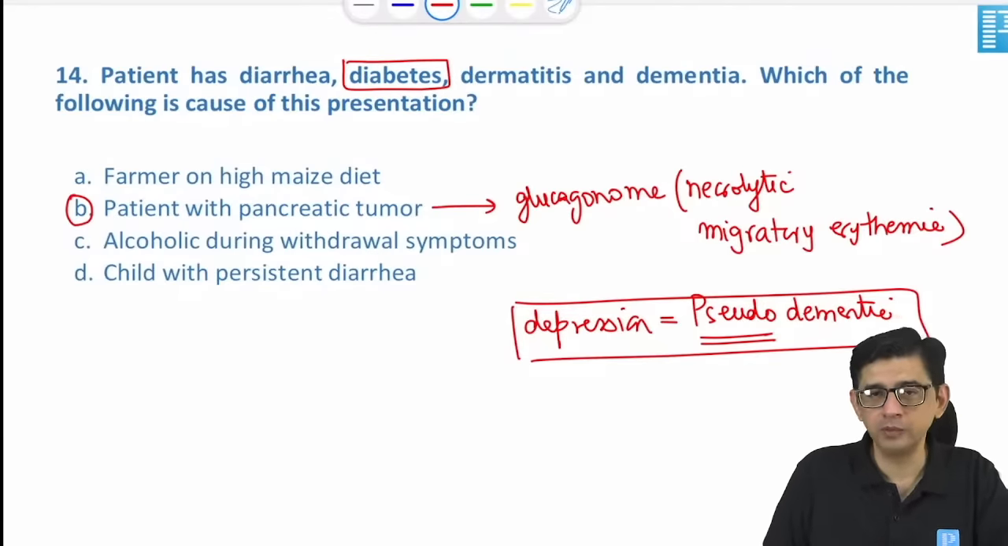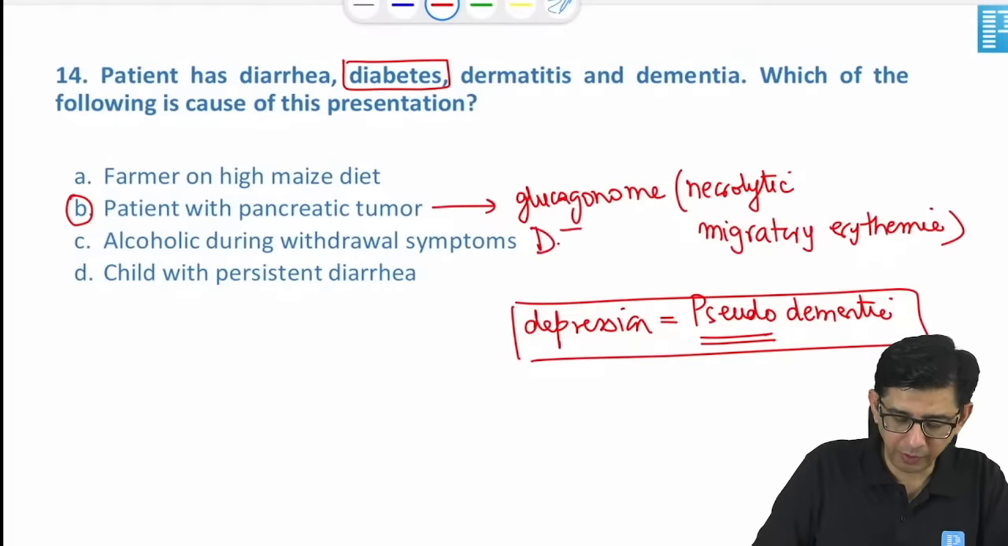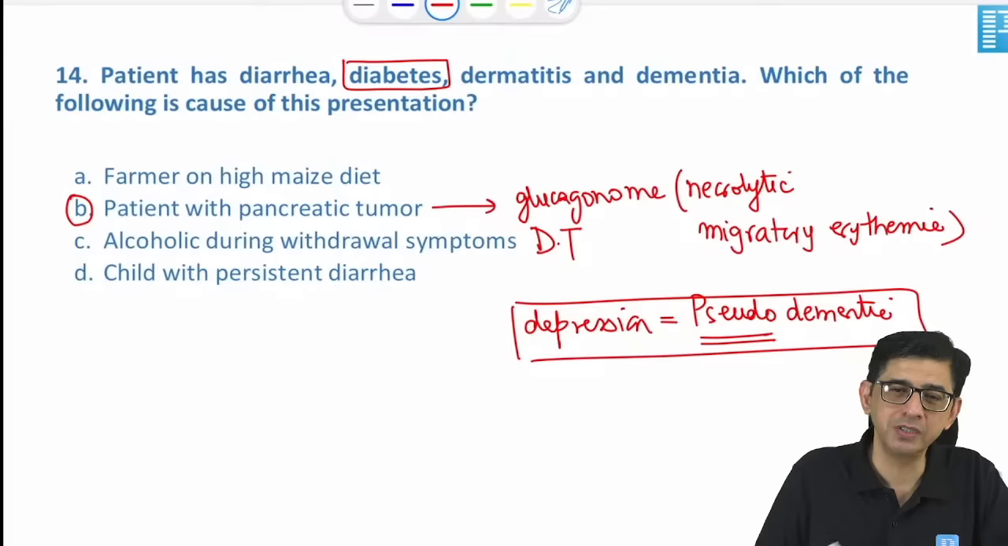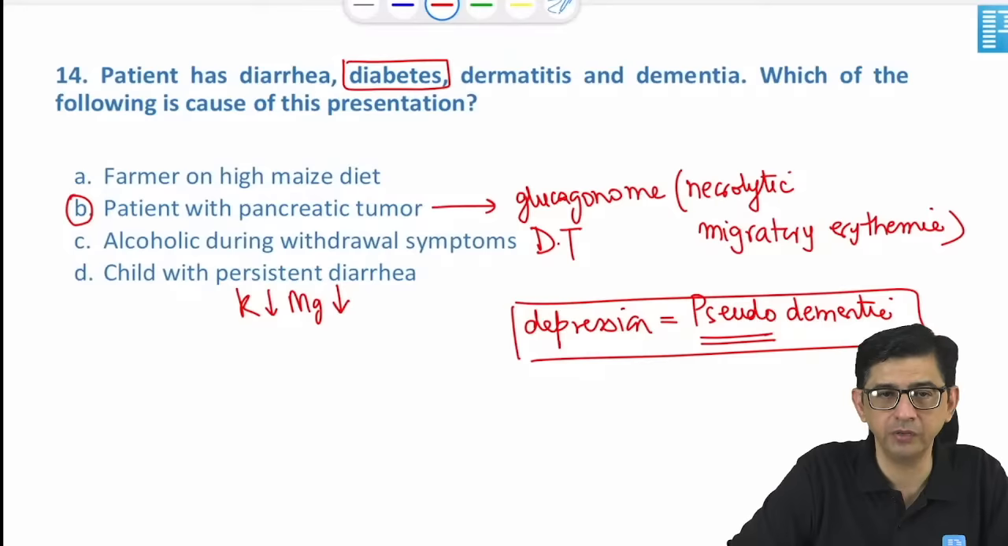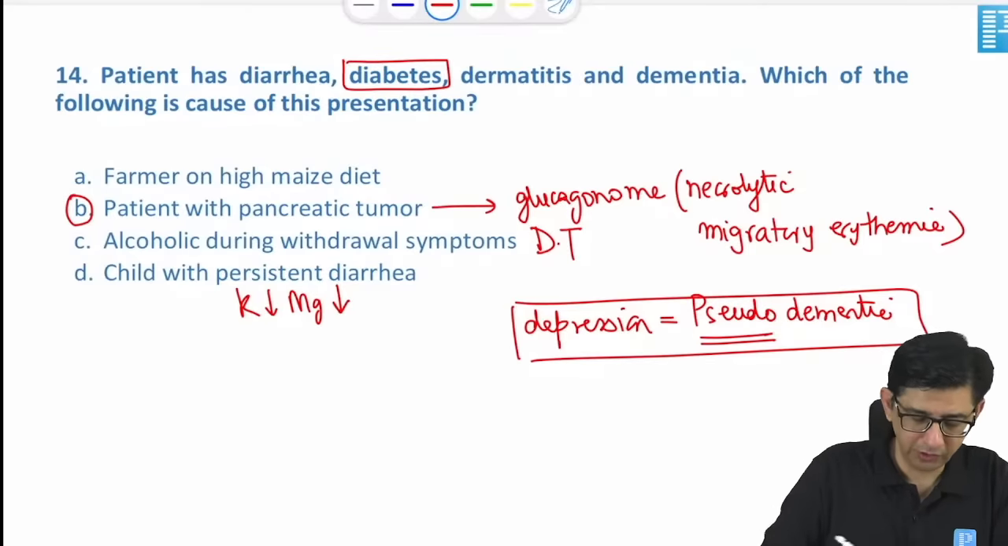Alcohol and withdrawal symptoms will be delirium tremors. The symptom profile will be grossly different. And a child with persistent diarrhea will have electrolyte imbalances, muscle cramps, weakness, hypokalemia, hypomagnesemia. So unlikely as an answer. Okay, so we are sorted with the 14th.